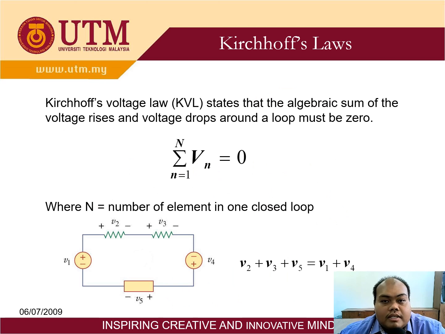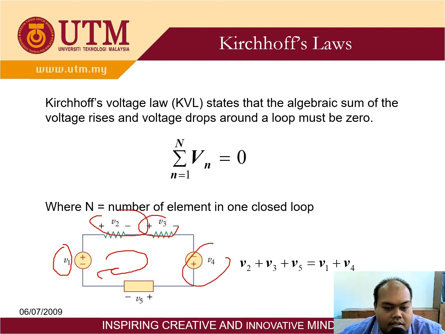Okay, now we move on to Kirchhoff voltage law, also known as KVL. The definition you need to remember states that the algebraic sum of the voltage rise and the voltage drop across the loop must be equal to 0. Loops mean mesh. As I said before, you need to know the concept of loop or mesh. This one is a loop. So if you sum all the voltages here, you will get 0 voltage.